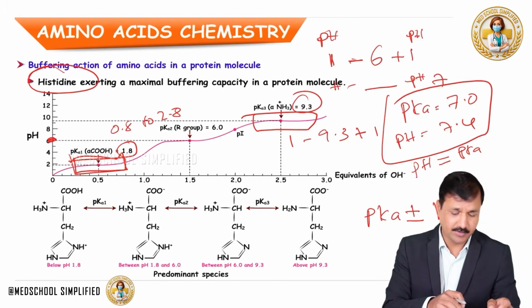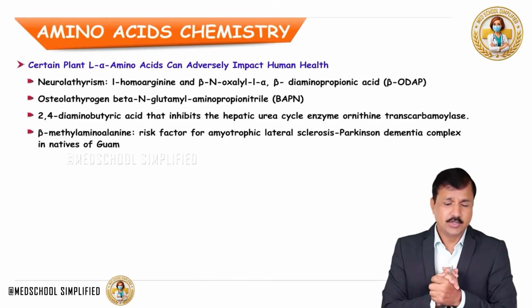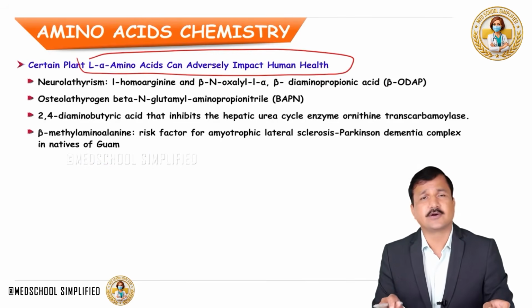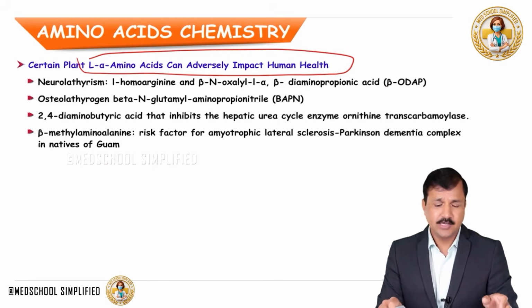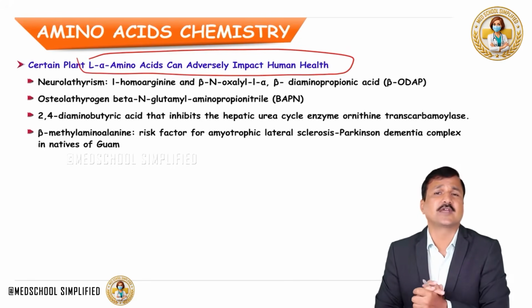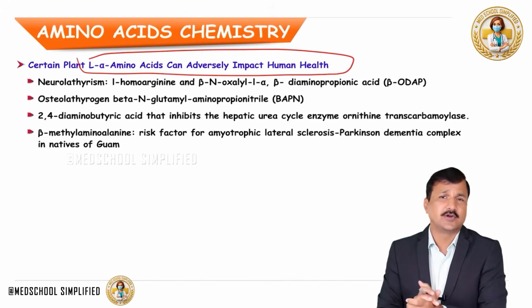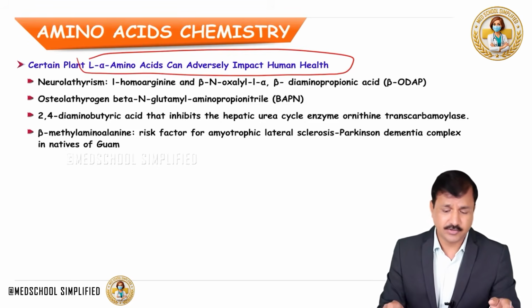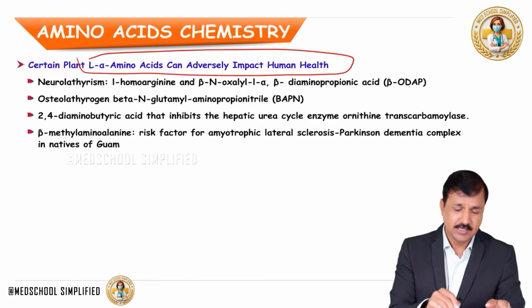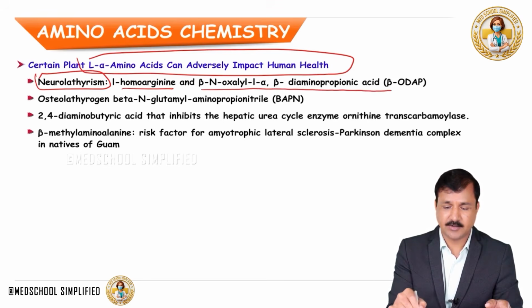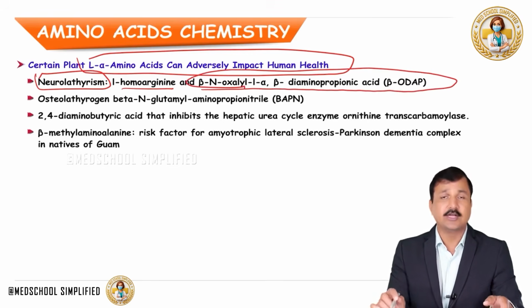Coming to certain plants which contain L-amino acids that can adversely impact our human health when they are consumed. Whenever these plants are consumed, because they contain some neurochemicals that can affect our neuronal system, it can lead to neurodegeneration, neuronal issues, neuronal conditions. I am just going to give you the names of these toxins, like a disease called neurolathyrism, where there will be L-homoarginine and beta-N-oxalyl alpha-beta diaminopropionic acid, which will lead to neurolathyrism.